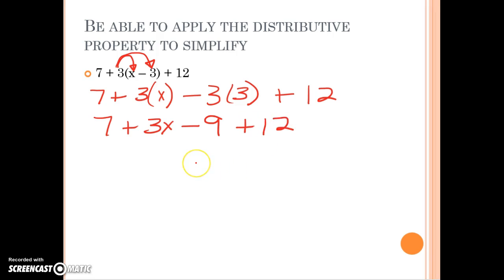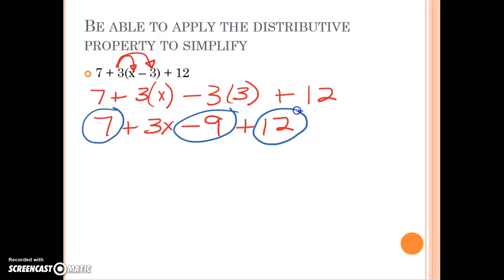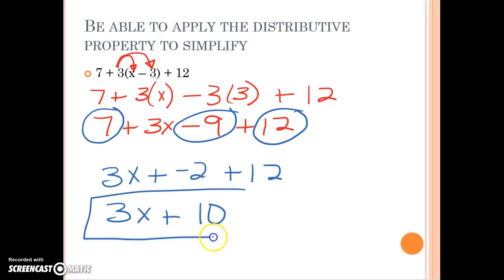All right, we are not done simplifying. We've only applied the distributive property to those terms in the middle. We can now simplify by adding like terms together. Which terms are alike? We've got a regular number, and a regular number, and one rebel x. Let's add the like terms together. 7 minus 9 gives us a negative 2, plus the 12. Negative 2 plus 12 gives us 10.